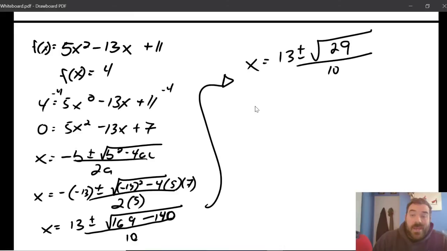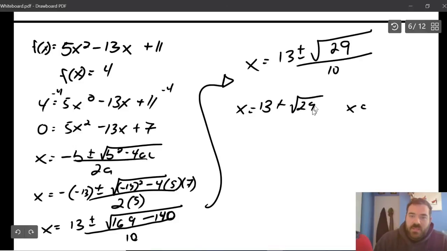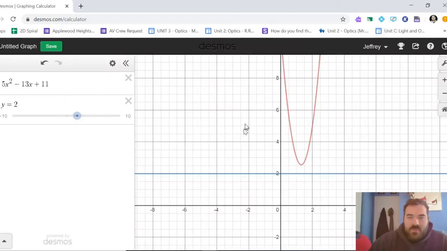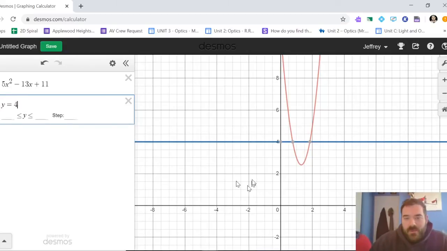Now, I have to do two things. I'm going to do 13 plus the square root of 29 over 10, and I'm going to do 13 minus the square root of 29 over 10. So let's do one over here and one over here. I'm going to choose to do the positive because this is a plus or minus. 13 plus the square root of 29 over 10, and this is going to be 13 minus the square root of 29 over 10. And that makes sense because when we're looking at our graphs, we know that in Desmos there are going to be two solutions at y is equal to 4. We're going to have a solution here, and we're going to have a solution here.